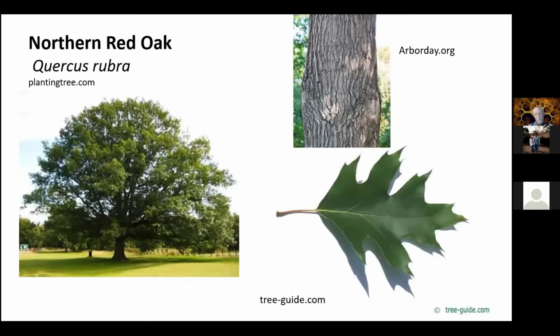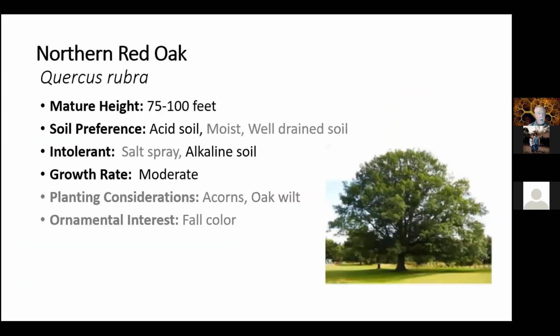Northern red oak, obviously another red oak. Big tree, 75 to 100 feet, likes acidic soil, does not like alkaline soil. So this is a picky one as far as the soil acidity. Moderate growth rate.